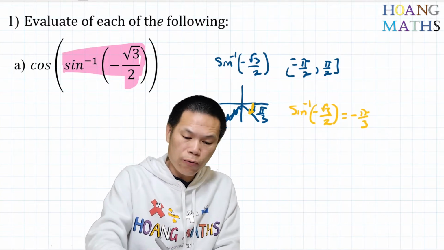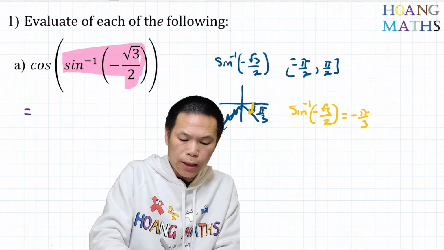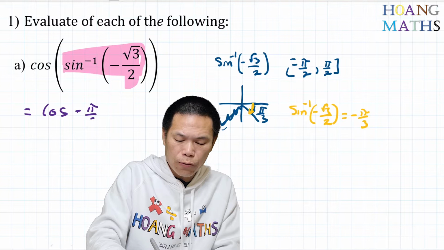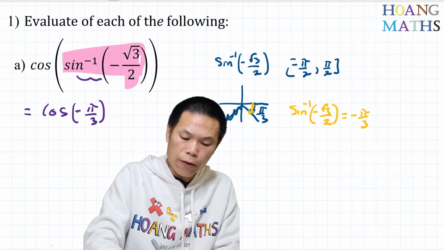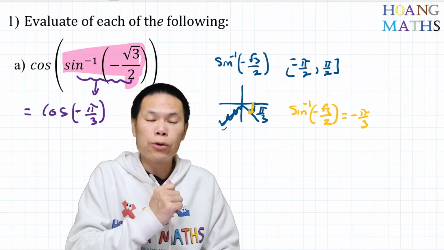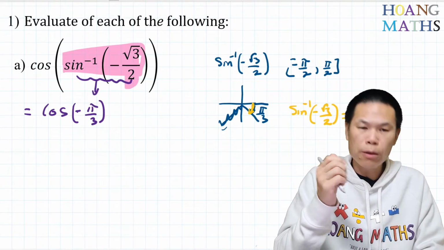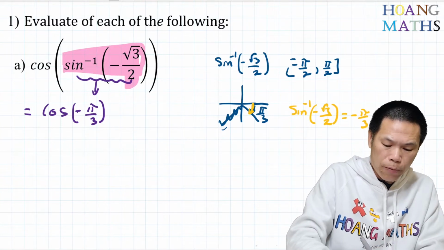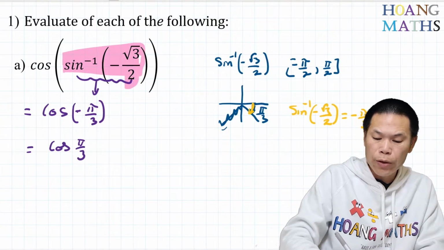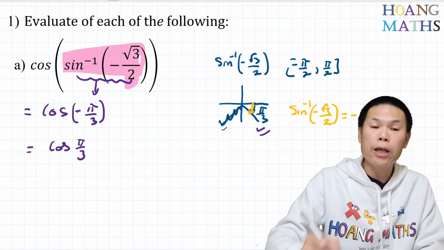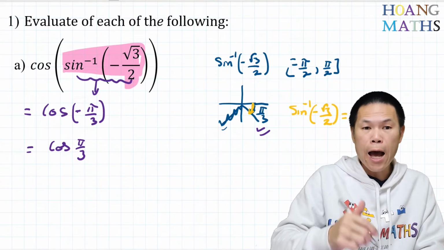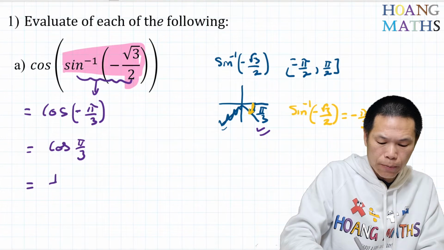So now we just evaluate this. This is exactly the same as cos of negative pi over 3, because sine inverse of negative root 3 over 2 is negative pi over 3. Now, cos of negative pi over 3, please keep that in mind, is exactly the same as cos of pi over 3, because it's on this quadrant here, where cos is positive. So cos of pi over 3 is a half. Therefore the answer is a half.